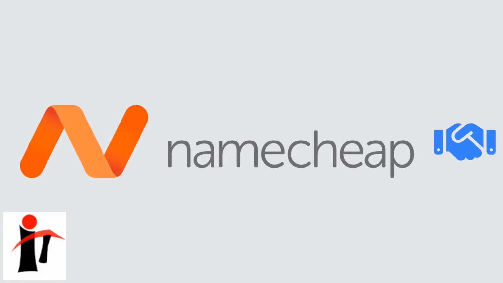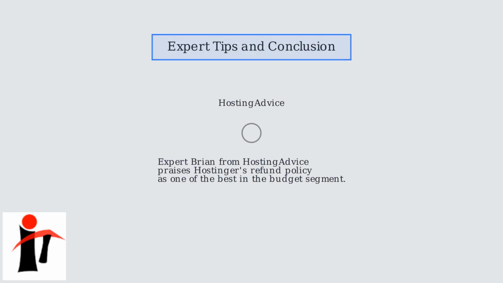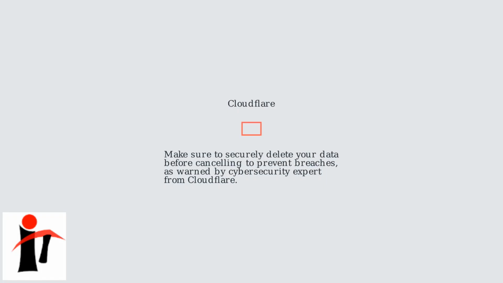Refunds now process faster, averaging 3 to 5 days. Domain transfer support has improved through a partnership with Namecheap, reducing transfer times. Expert Brian from Hosting Advice praises Hostinger's refund policy as one of the best in the budget segment. Make sure to securely delete your data before canceling to prevent breaches, as warned by a cybersecurity expert from Cloudflare.